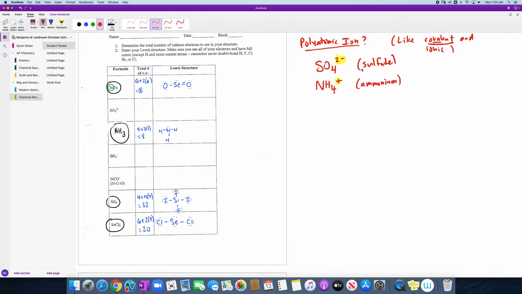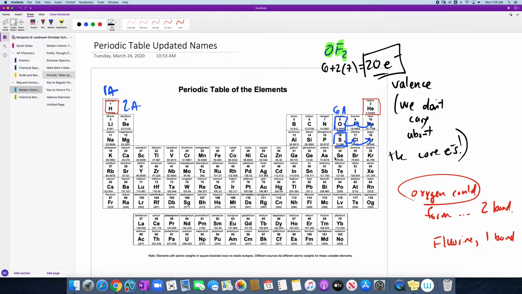So how can we draw a Lewis structure for a polyatomic ion? Let's focus on sulfate first, and let me scoot down the ammonium, and we'll focus on that in just a second. For sulfate, our process for drawing Lewis structures is to count up the total number of valence electrons, and this is really identical to what we did before. Sulfur is in group 6A, so it's got 6 valence electrons, and oxygen is also in group 6A, 6 valence electrons.